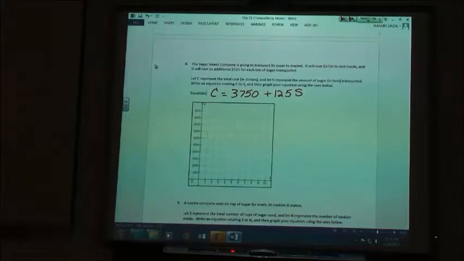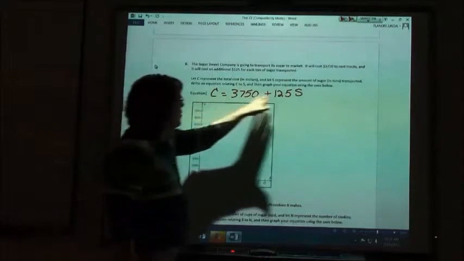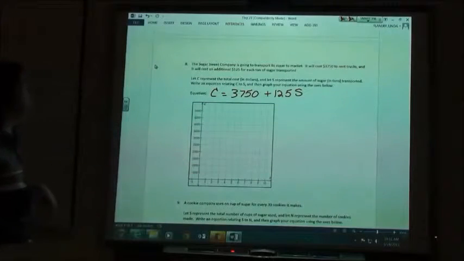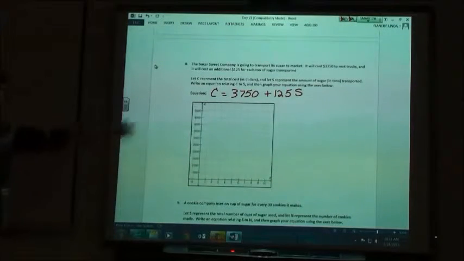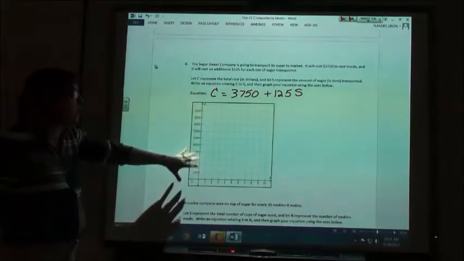And by the way, these are in caps, so you want to type them in caps on your answer, just like they are when you see them. So there's our equation: C equals 37.50 plus 1.25S. We want to find some points to put on our graph.